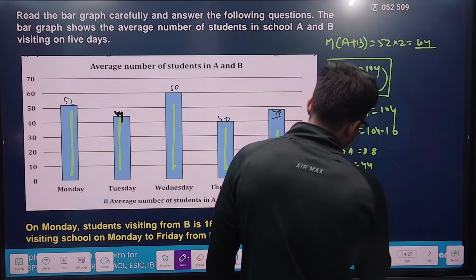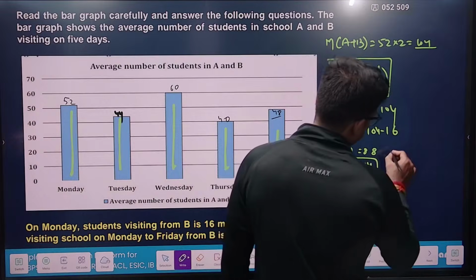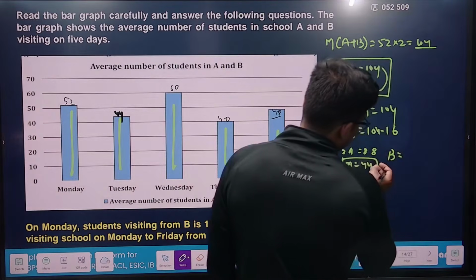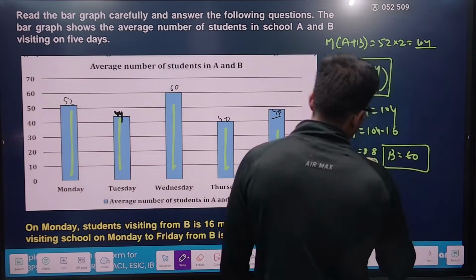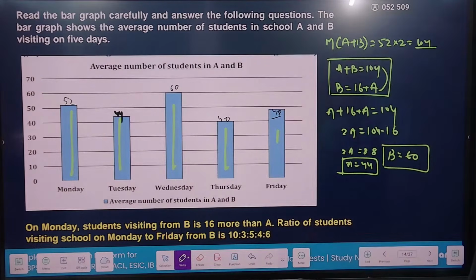If A is 44, then B is 16 more, so 44 plus 16, then it would be 60. So see, the value of A and B you got for Monday. For Monday, you got the value of A and B. Is it right, everyone?